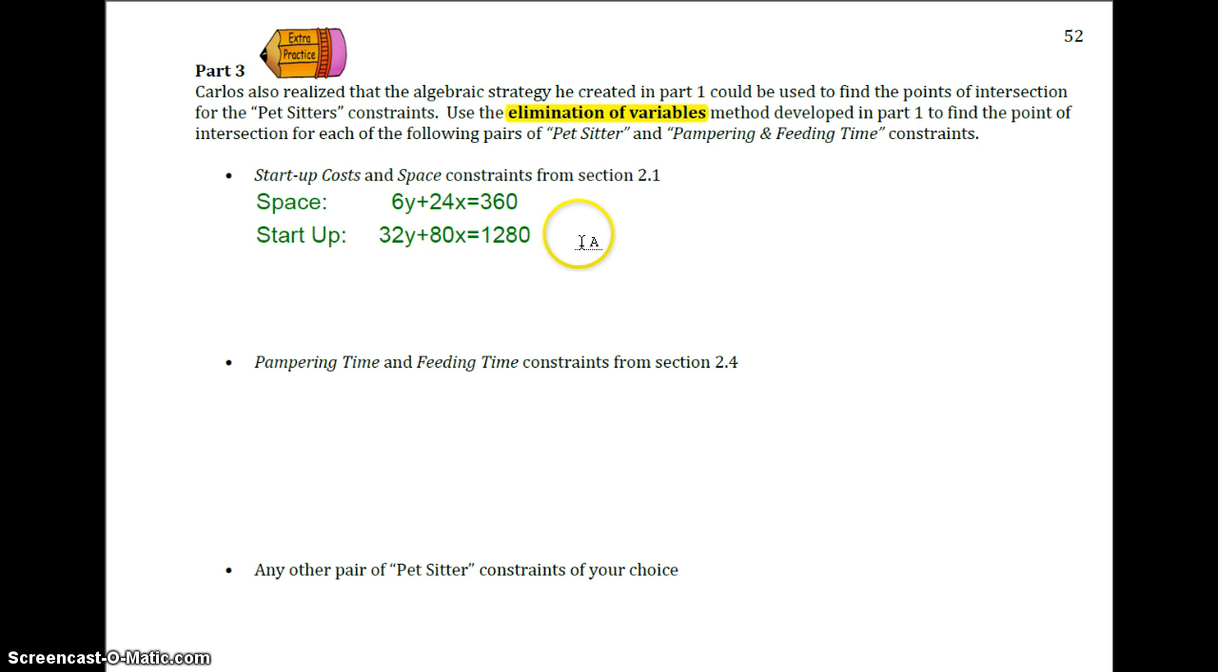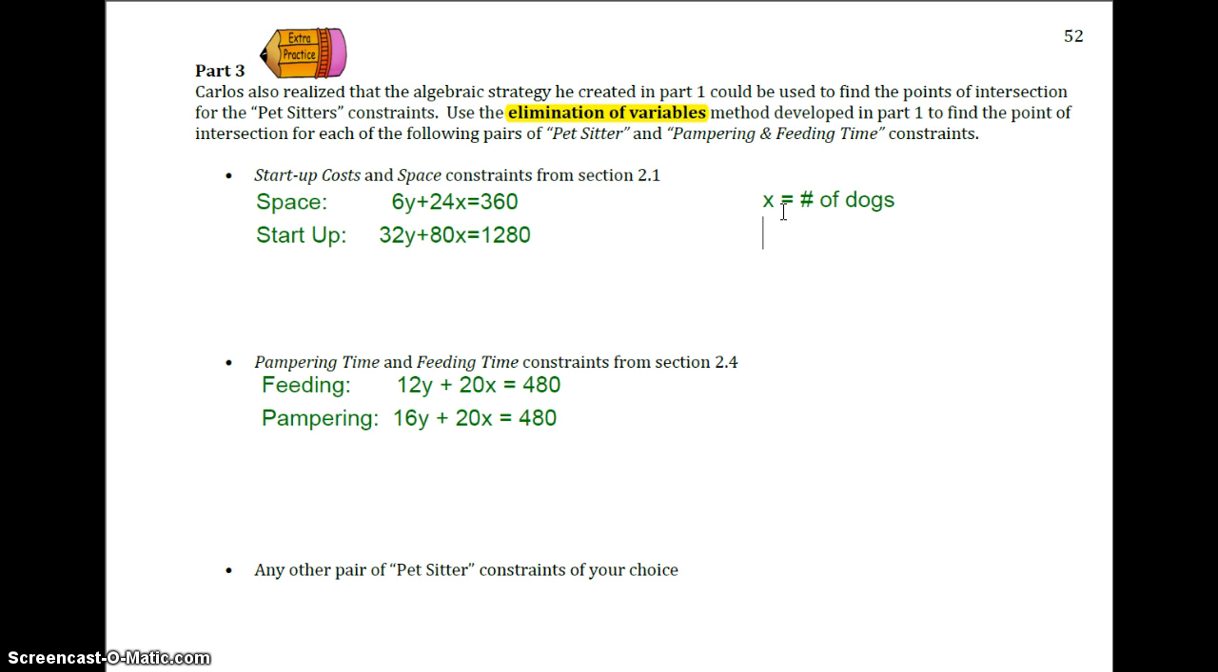And then I'm also going to give you the pampering and feeding. So here's feeding: 12y plus 20x equals 480. And then we have pampering, and that should come out to 16y plus 20x equals 480. And I'd like to remind you really quick, our x was equal to our number of dogs, and our y was equal to our number of cats.